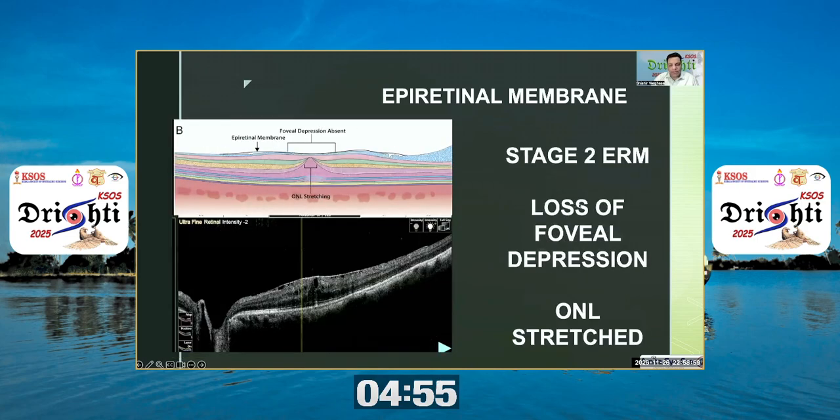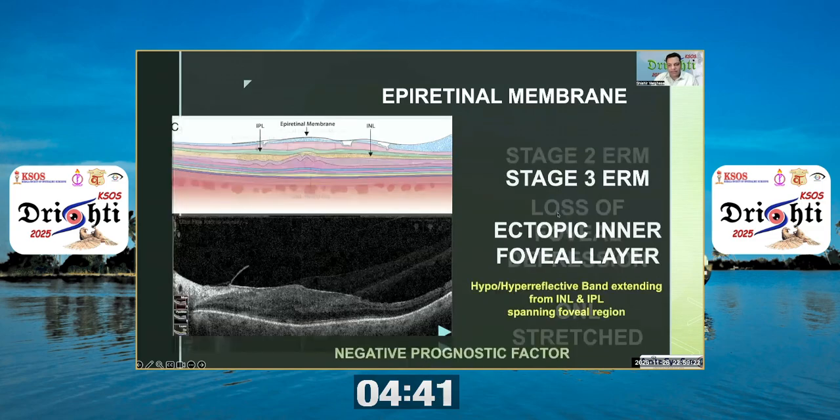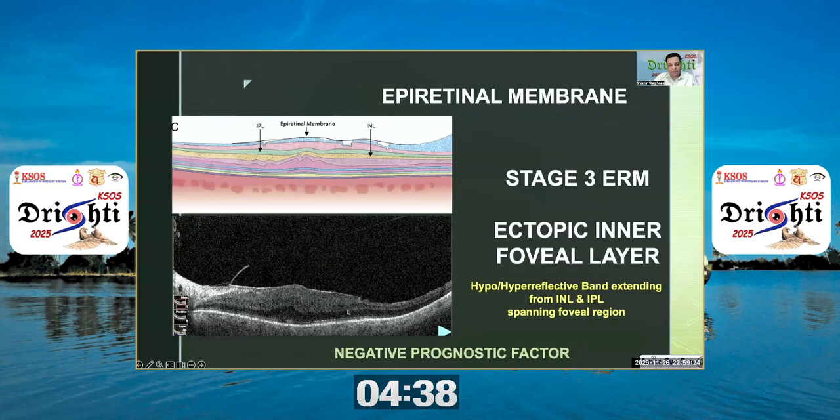In a stage 2 ERM, there will be loss of the foveal depression, and you can see the outer nuclear layer appears slightly stretched. Most of these patients are still asymptomatic at this stage, and a few of them will have cystoid spaces. Then we have a stage 3 epiretinal membrane. That's when you have the formation of an ectopic inner foveal layer. It's basically a hyperreflective band which extends from the inner nuclear layer and inner plexiform layer, and it spans the foveal region. What this means is the fovea develops an additional layer. It's like a negative prognostic factor.